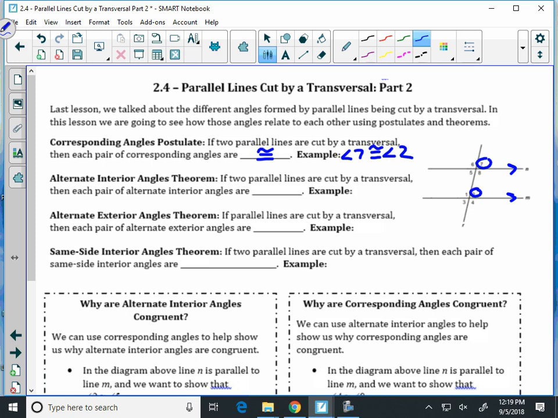Alright. Alternate interior angles theorem. If two parallel lines are cut by a transversal, then each pair of alternate interior angles are, any guesses? What do we think? No guesses? They're also congruent. Alternate interior angles are also congruent. So who can give me a pair of alternate interior angles from this diagram? 5 and 2. Good. They're both inside, in between those parallel lines, opposite of each other. So 5 and 2 are congruent.